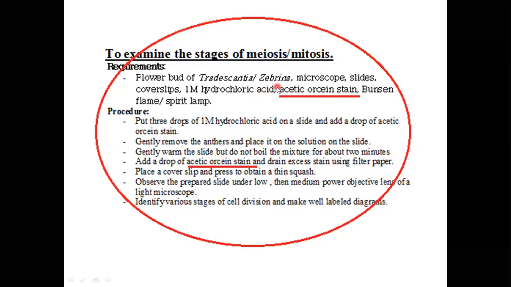Sometimes in Form 1, we ignore aspects like fixation. And anytime you say hydrochloric acid, acetic orcein stain, mainly the examiner may be looking for you to observe aspects of cell division, that is mitosis and meiosis. Although we have never had that one in KCSE, it is worth noting.